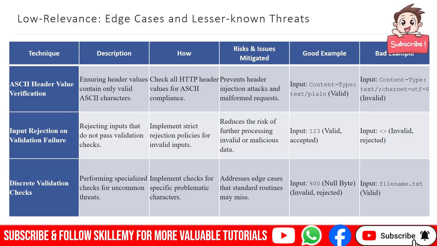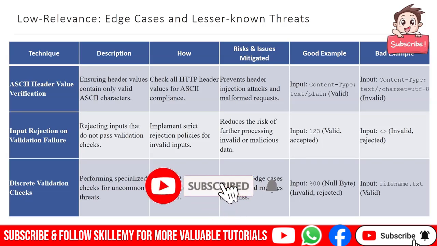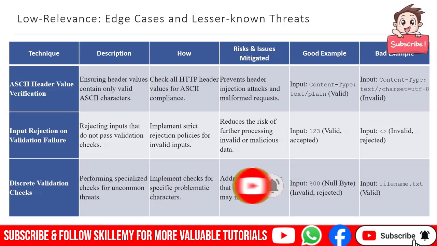By implementing checks for specific problematic characters and sequences, we can effectively address edge cases that could lead to vulnerabilities. For instance, a null byte, represented as %00, is a common injection vector used to manipulate string termination in programming. Rejecting inputs containing null bytes is essential, as allowing such inputs can lead to unexpected behaviors, including bypassing security controls or altering data processing. Thus, validating against them is crucial for securing our applications.